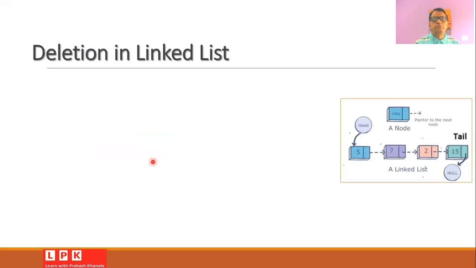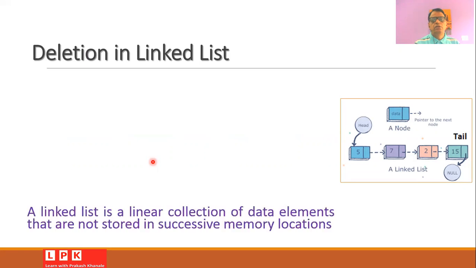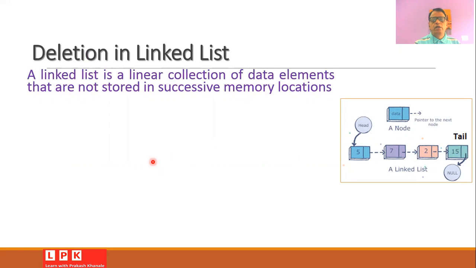So let us start the session with the question: what do we mean by deletion in the linked list? We know that a linked list is a linear collection of nodes, where every node consists of a data value and a pointer to the next element. Arrays have certain deficiencies: the size of the array cannot be grown dynamically, but in a linked list you can add elements dynamically at runtime, so the size of the linked list can be grown even at runtime. This is the advantage of using the linked list.